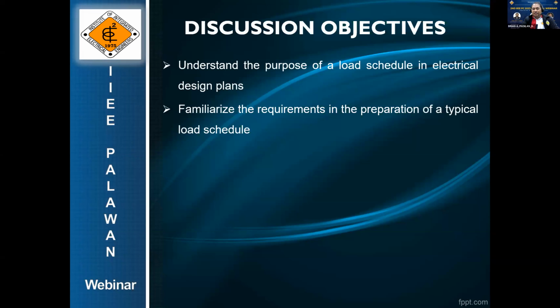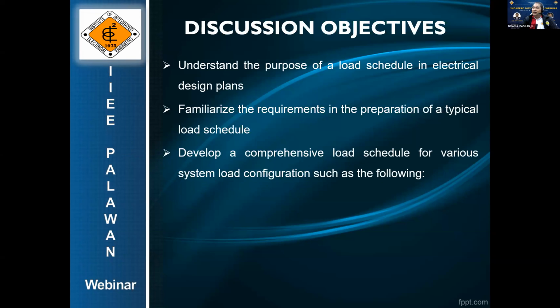It can serve as a guide. Malalaman natin mamaya, no. And then we will be familiarized with the requirements in the preparation of a load schedule. So marami yan. We'll discuss later, what are those? Para talagang yung paggawa natin ng load schedule, medyo accurate yung mga data nating ilagay sa load schedule, no? And then developing a comprehensive load schedule, no? So in various load configurations.